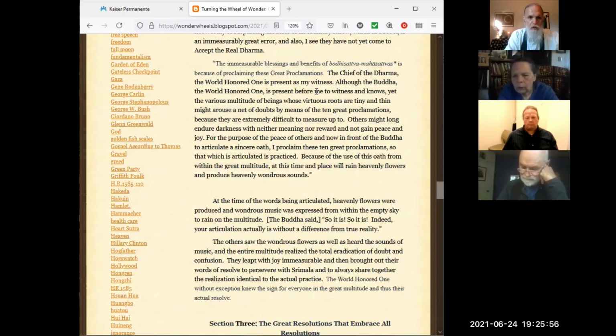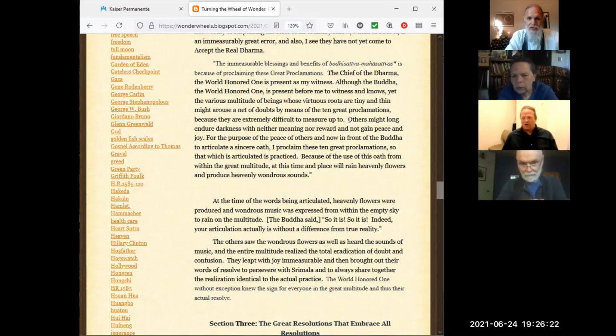The chief of the Dharma, the world-honored one, is present as my witness. Although the Buddha, the world-honored one, is present before me to witness and knows, yet the various multitude of beings whose virtuous roots are tiny and thin might arouse a net of doubts by means of the 10 great proclamations, because they are extremely difficult to measure up to. So I think that's a fun acknowledgement.